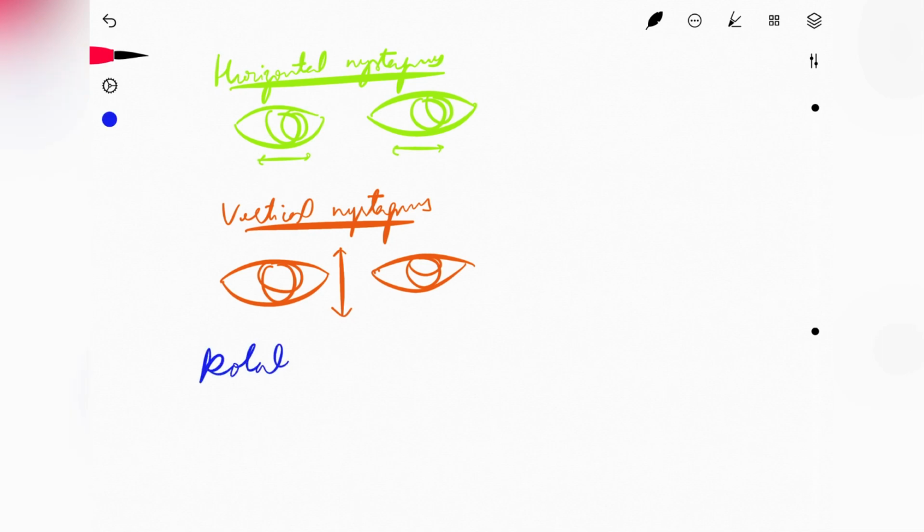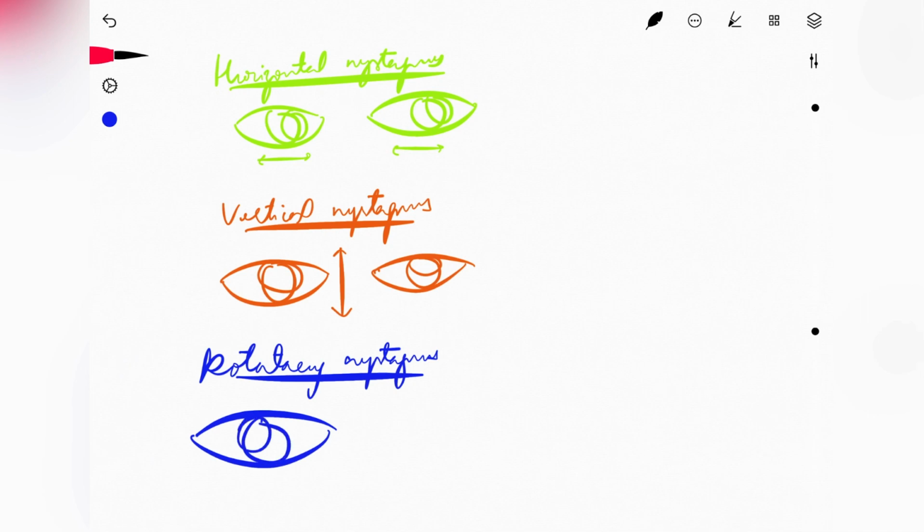Rotatory nystagmus, which is also known as torsional nystagmus, refers to a rotatory movement of the globe on its visual axis. Torsional nystagmus is usually increased on lateral gazing.